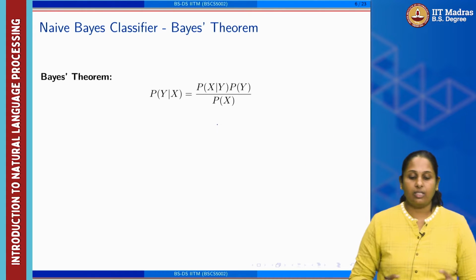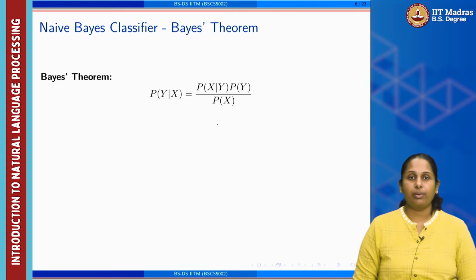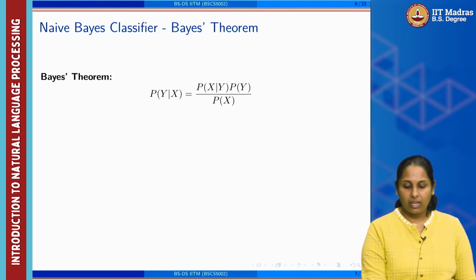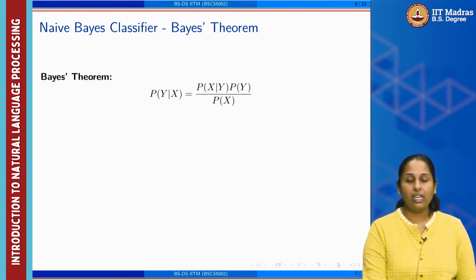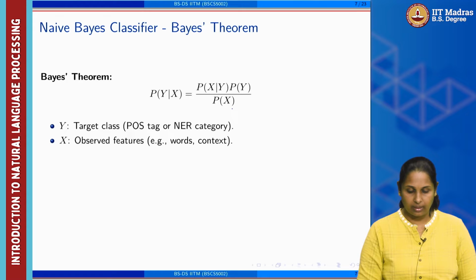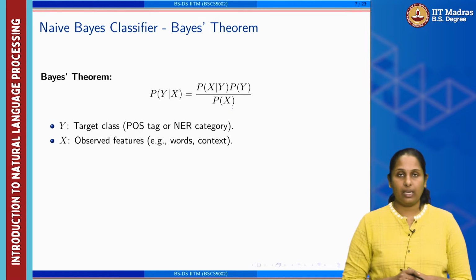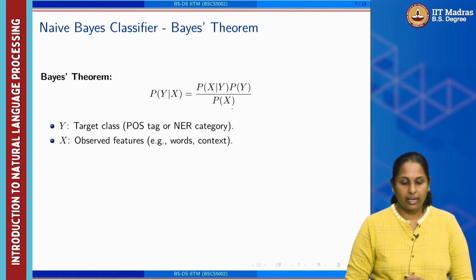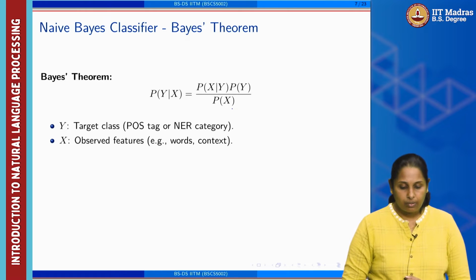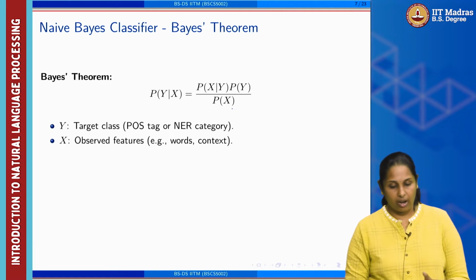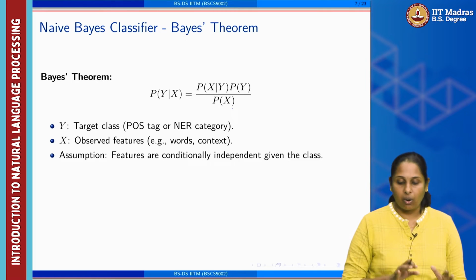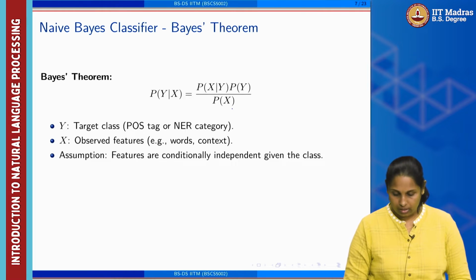Okay, as I just told, the Bayes theorem is nothing but the probability of x in the given context of y is nothing but the probability of y in the context of x, and the probability of y divided by the probability of x. Now this y is the target class. It can be a POS tag or a NER category, and x is an observed feature. It can be a word or a context, and the assumption here is features are conditionally independent given the class.